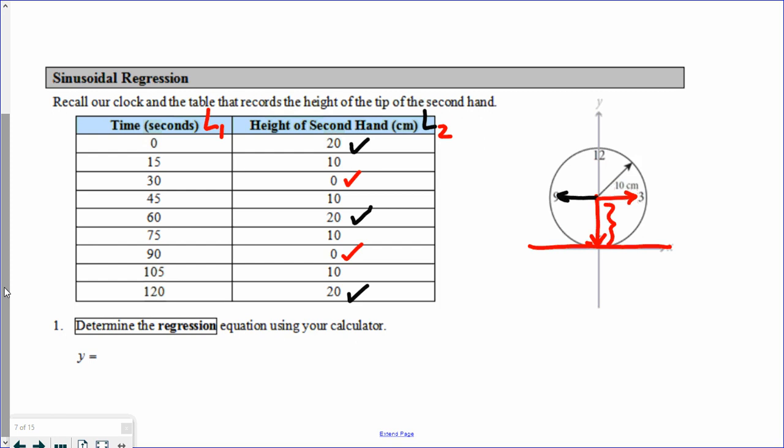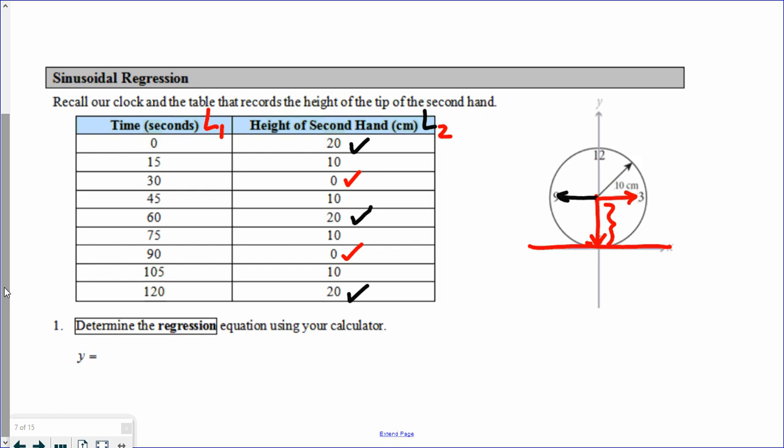So a reminder for the people that are using TIs, you press the stat button, then you press edit, and then you're entering the values into L1 and L2. And then once you have them all entered, you press stat, calculate, and I think you need to scroll way down to the one that says SINREG, but that's sinusoidal regression. So I think it's letter C on the list. So peek around for that.